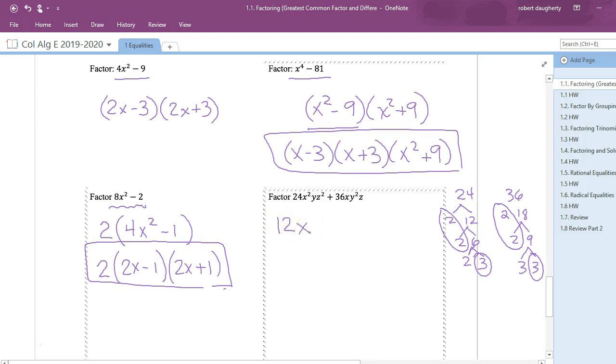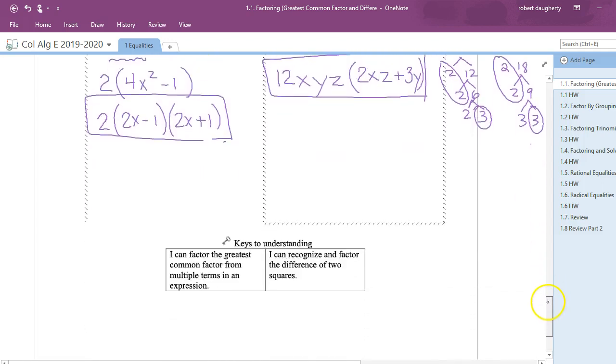It looks like x to the first is my common factor, y to the first, and z. And then I'm going to be left with, 12 times what is 24? That's 2. X times x is x squared, y times 1 is y, z times z is z squared, plus 12 times 3 is 36, x times what is x, that's 1, y times what is y squared, that's y, and z times what is z, and there we go. So 12xyz times 2xz plus 3y. It looks a little complicated, but it's the same process.